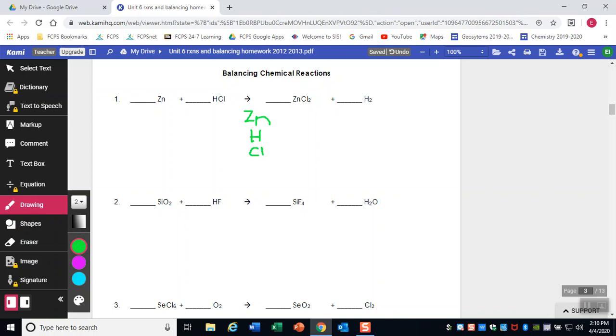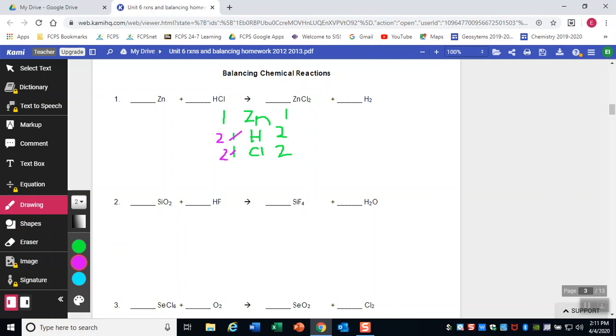So now I count how many I've got on each side. So there's one here, one of each of all of these. And then over here I've got one zinc, two chlorines, and two hydrogens. All right, so the zinc is all by itself, so I'll go ahead and balance out the hydrogens and chlorines. So I have two, so I need to double it, right? So that's easy, right? I'm going to double this side and I gotta double this side.